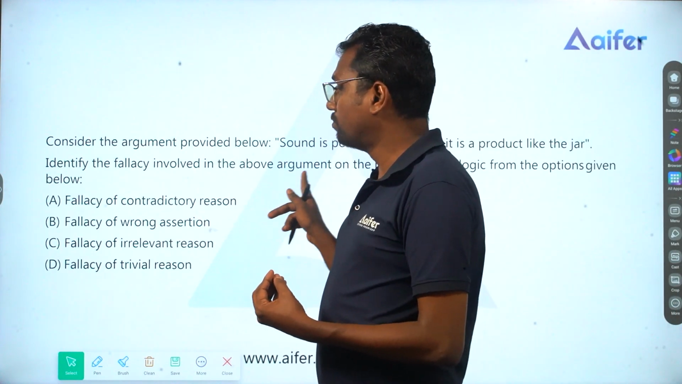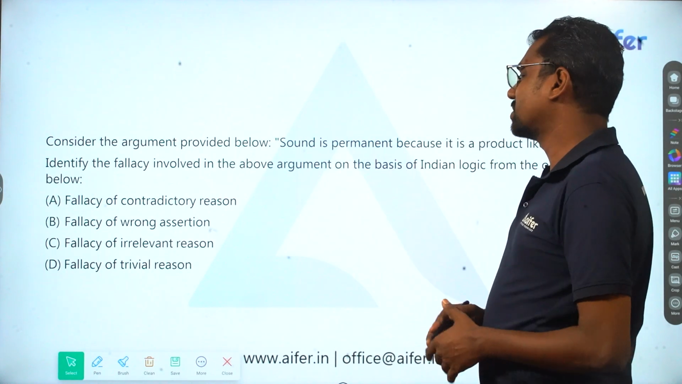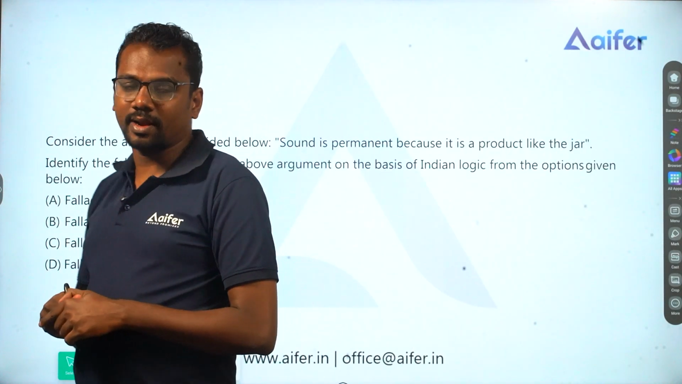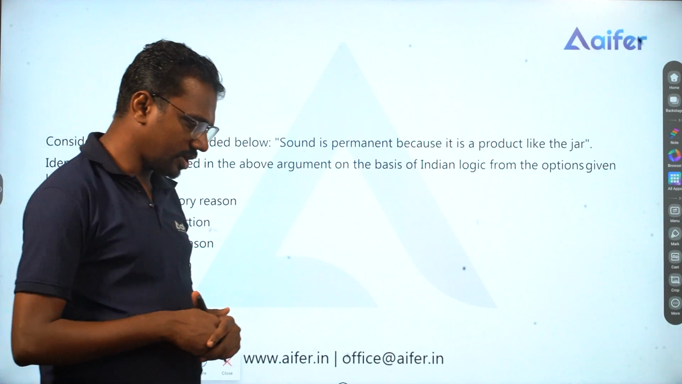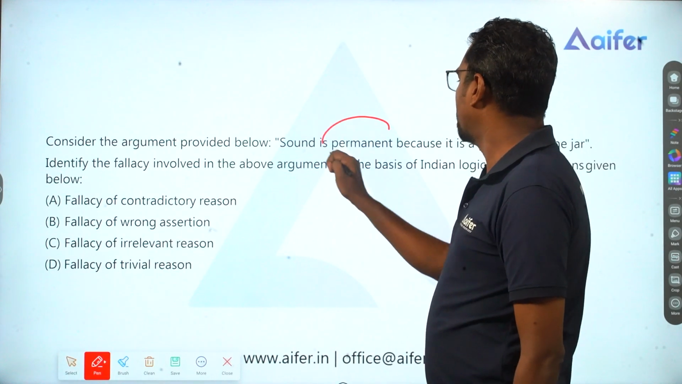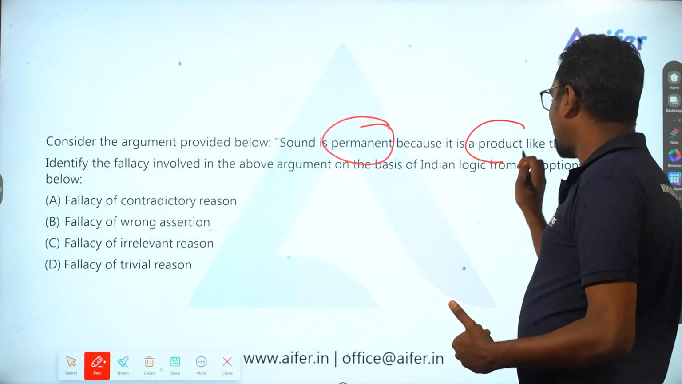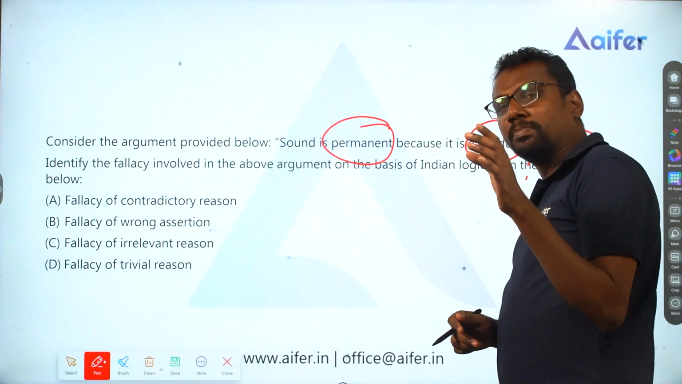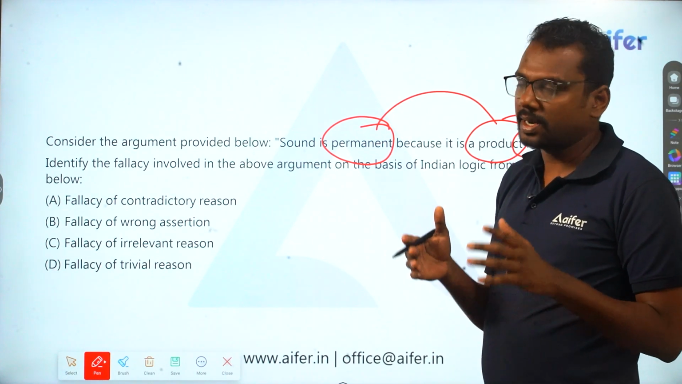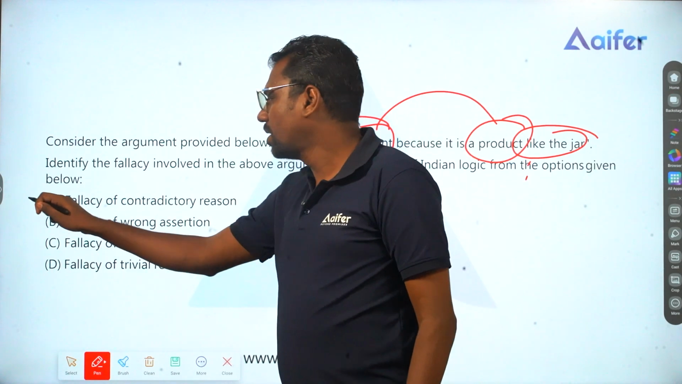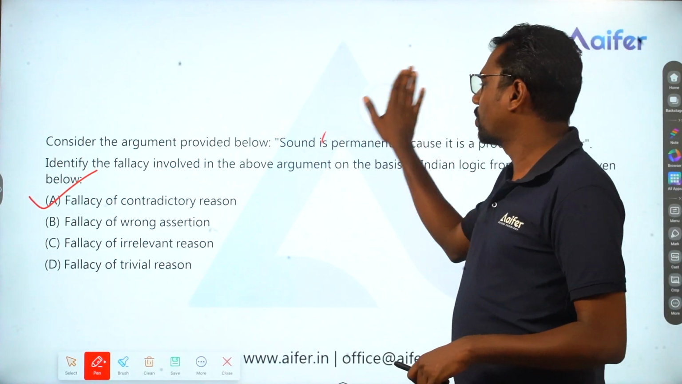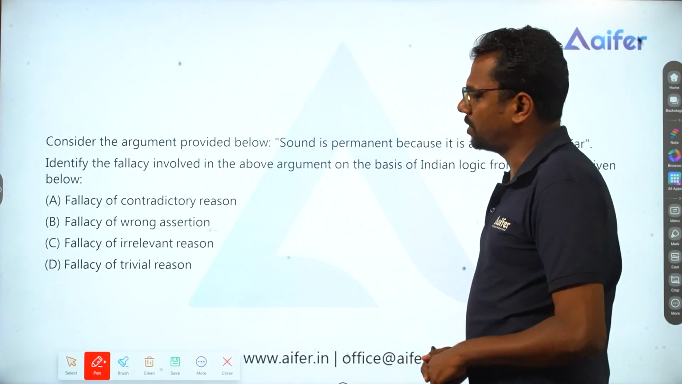And here is an example. Consider the argument provided below. Sound is permanent because it's a product like the jar. Here we have the term permanent, and a product like the jar. Permanent and product are just two opposite things. So we have fallacy of contradictory reason as the correct answer for this particular one.